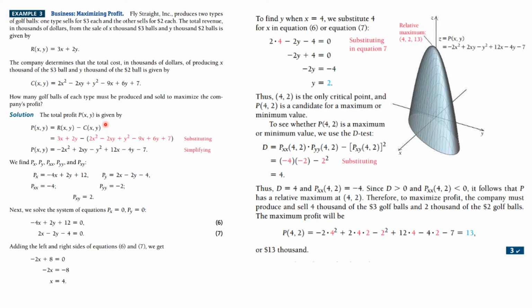Well, first thing is the profit is going to be the difference between the revenue and the cost. So it is this expression minus the whole of this expression. And that's a mistake many students will make. So you have to remember that you subtract the whole of this expression. And then you simplify, and now we have an expression for the profit if we make x and y thousand balls of the $3 and $2 variety. So now what we have to do is we're maximizing this.